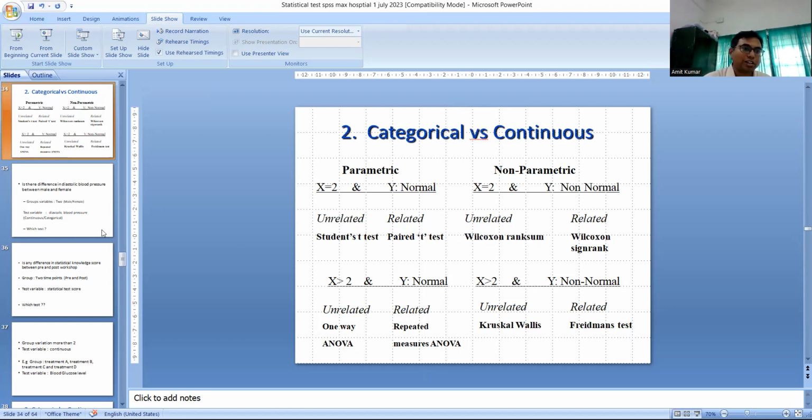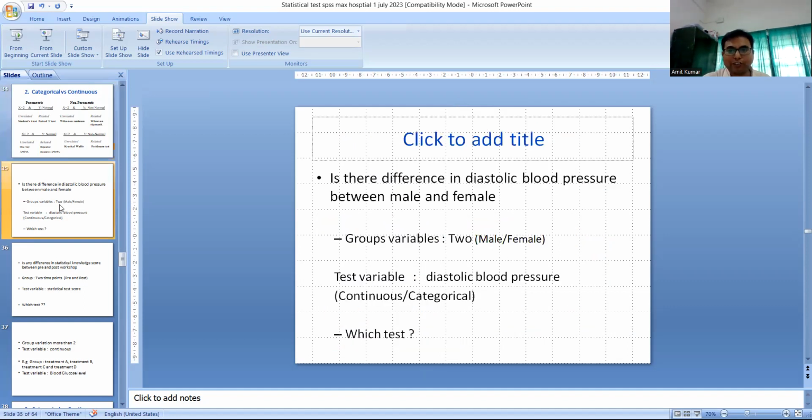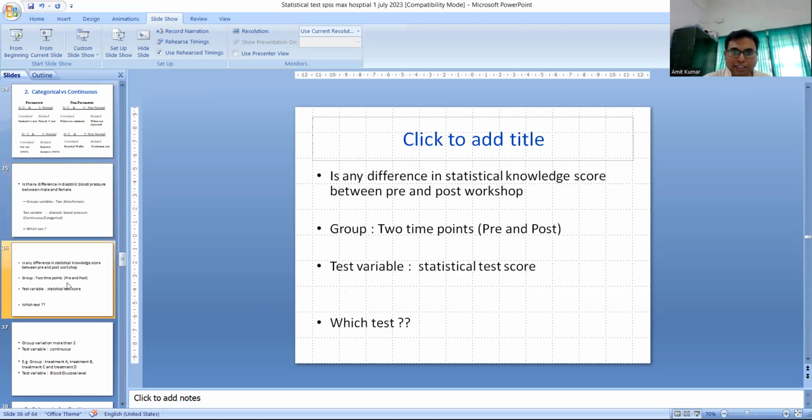Time is not sufficient for me to go into detail for everyone, but I have some examples I would like to give you. Suppose this is the comparison we want to do: is there a difference in the diastolic blood pressure between male and female? We have 2 groups, male and female. The test variable is continuous in nature, as it is the diastolic blood pressure, an exact numerical value coming from the BP machine. So what test will we apply in this scenario? Student t-test. Very correct, it is the student t-test.